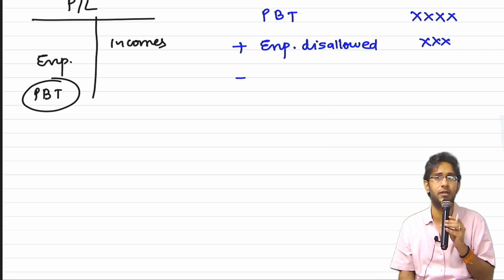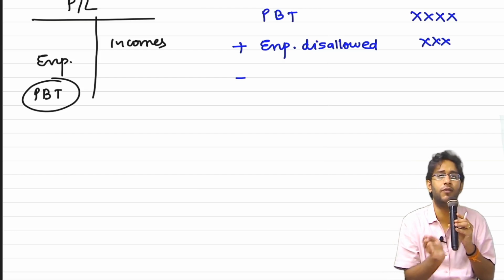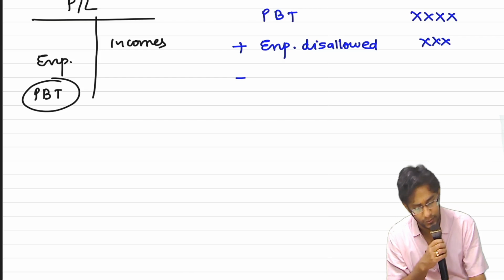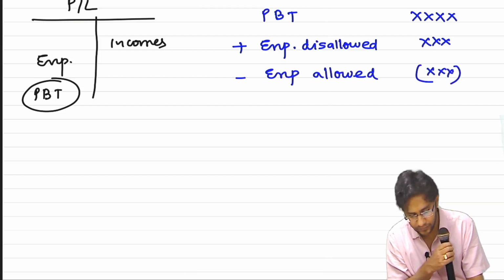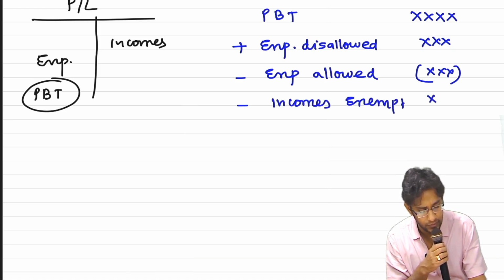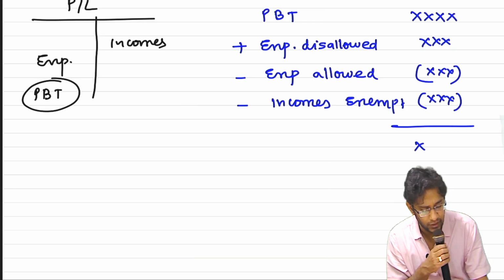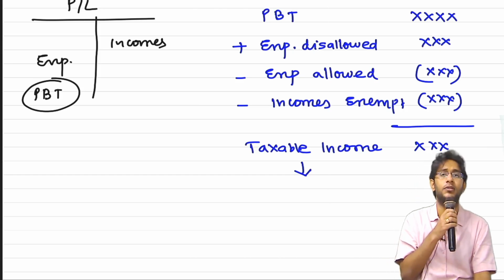For example, depreciation. Whatever depreciation you booked, the income tax authorities will not accept. They will give you a depreciation computation in some other manner, so some other expense calculation may be allowed. Then there may be some incomes which are exempt from taxation, that they will remove. Finally, you will arrive at taxable income. This is the amount on which you apply the tax rate and identify how much tax you have to pay.